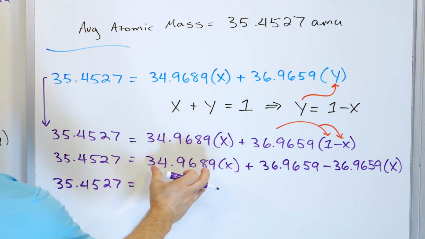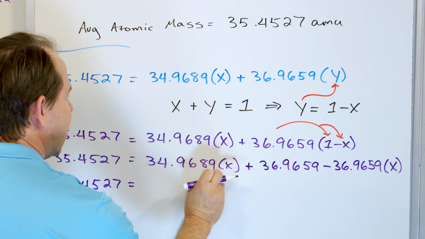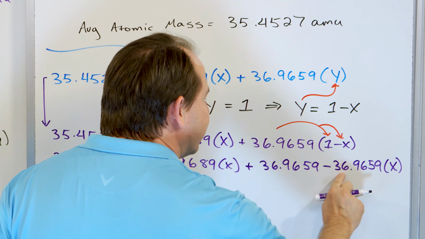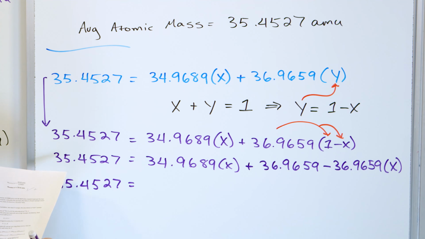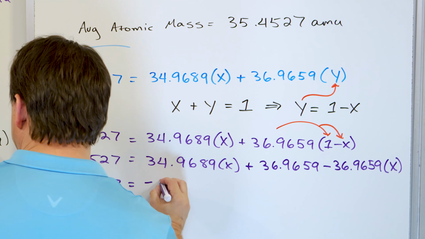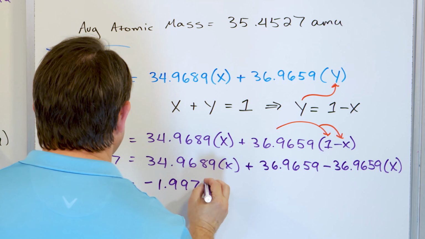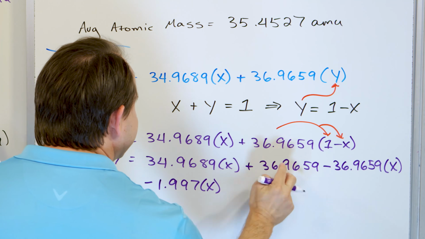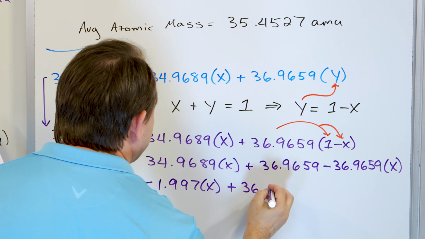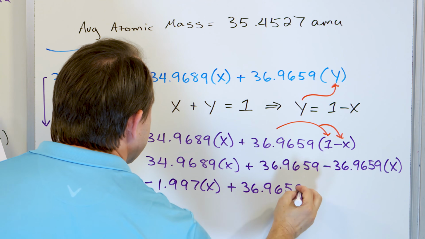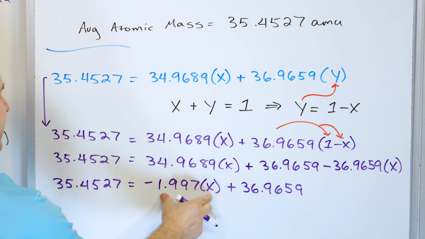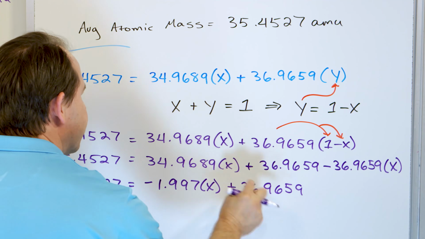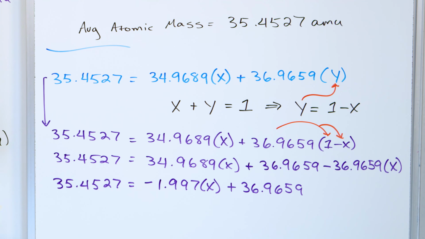35.4527 equals, when you take 34.9689 and then subtract from it a bigger number, 36.9659, both of them are x terms, what you're going to get is negative 1.997x. Then you still have this number left over, plus 36.9659. All we did was take this term and subtract away a larger number, so we got a negative number times x. This number just stayed along for the ride.